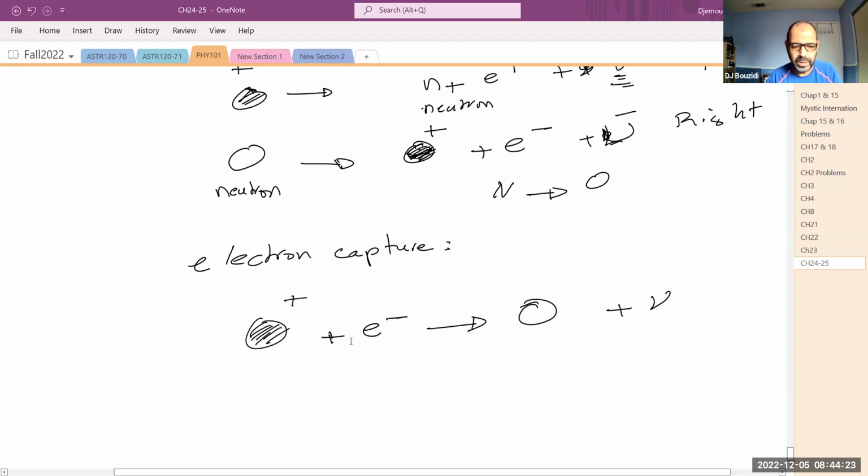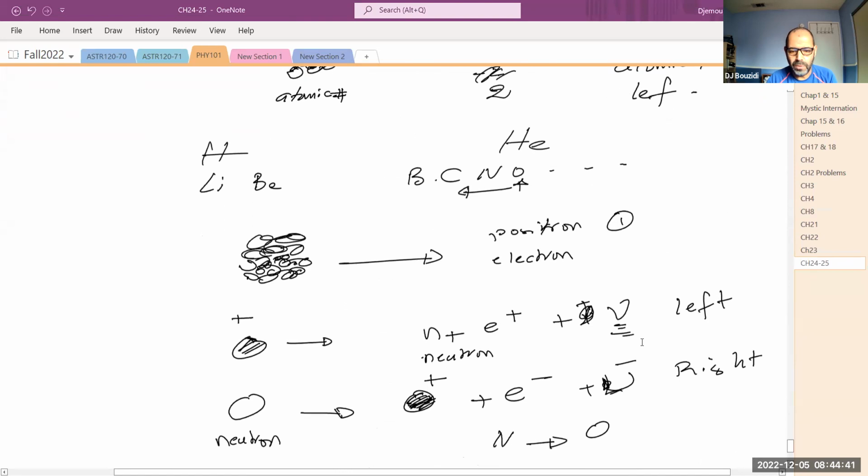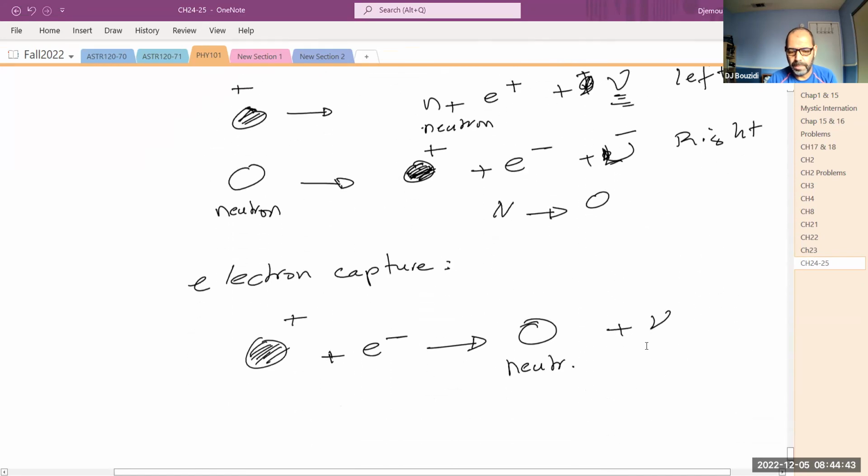Basically, in this case, if the electron comes too close to the nucleus, it could be captured by the proton. And if it does, then that proton becomes neutral because you have positive charge and negative charge, they cancel, and they will give you a neutron, a normal neutron. So in this case, this process also will move the particle to the left in the periodic table.